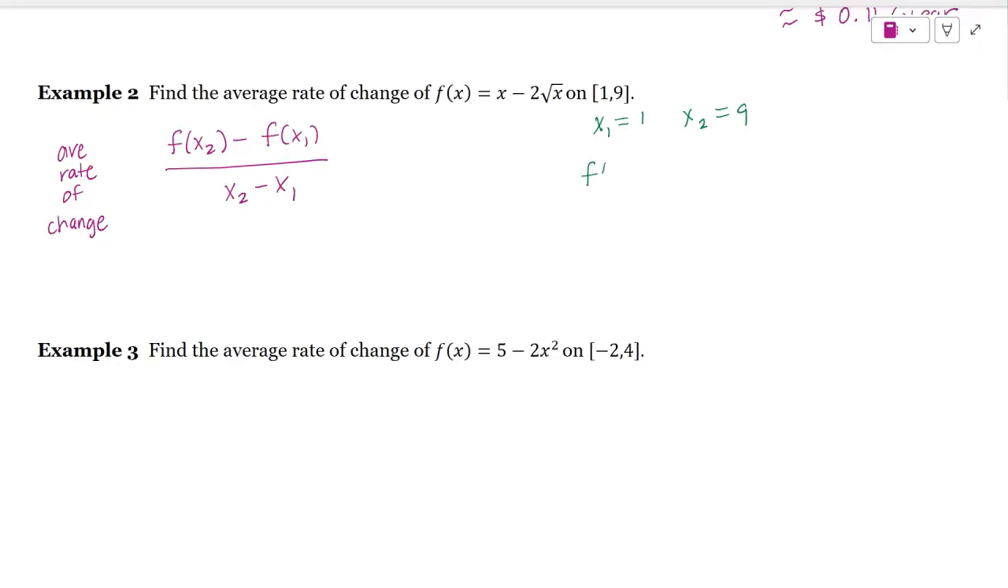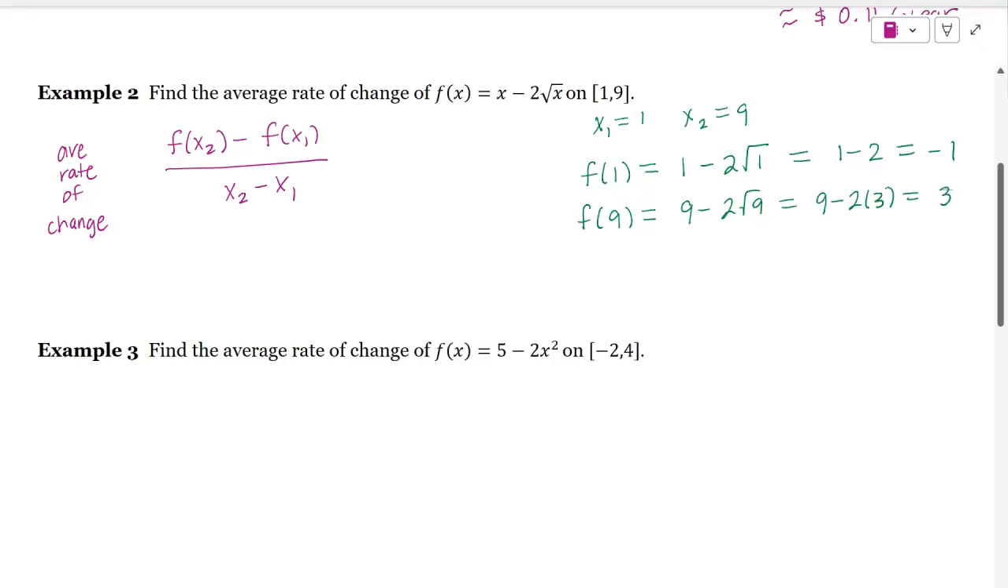So what happens if I plug 1 into this function? What's the output value? I'm going to have 1 minus 2 times the square root of 1, which is 1 minus 2, or negative 1. And what happens if I plug 9 into this function? I get 9 minus 2 times the square root of 9, or 9 minus 2 times 3. 9 minus 6 is 3. Okay, so I need to know my output values so I can plug them into this expression here.